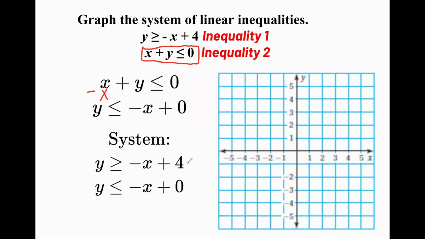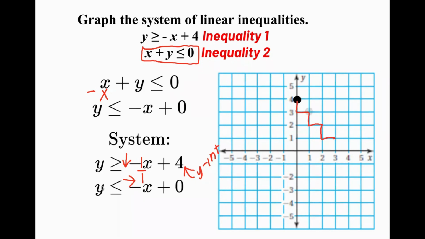For our first inequality, we have positive 4 for our y-intercept. So I'll go ahead and plot that point. And our slope is actually negative 1 over 1. So you would go down 1 unit and run 1 unit to the right. So if I were to do that from our y-intercept, I would go down 1 unit, run 1 unit to the right. And you can do that a few times if you'd like.